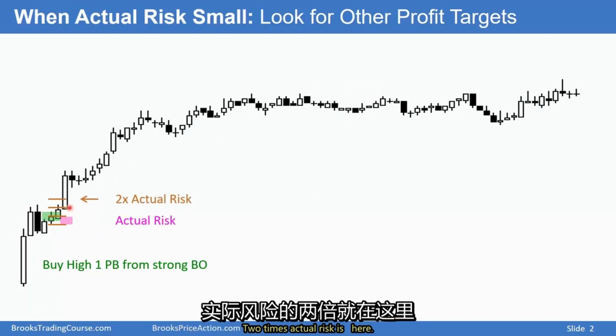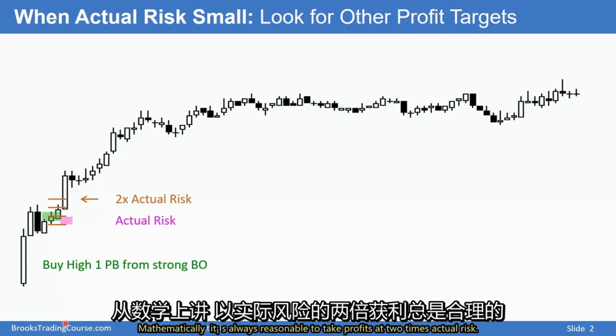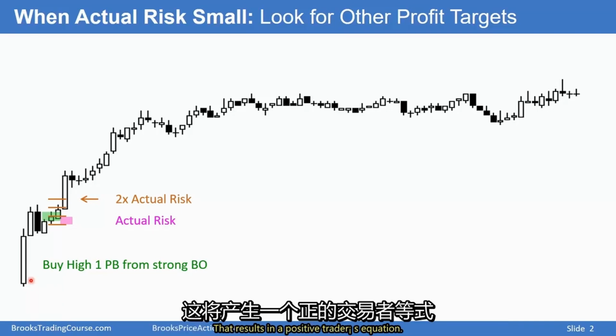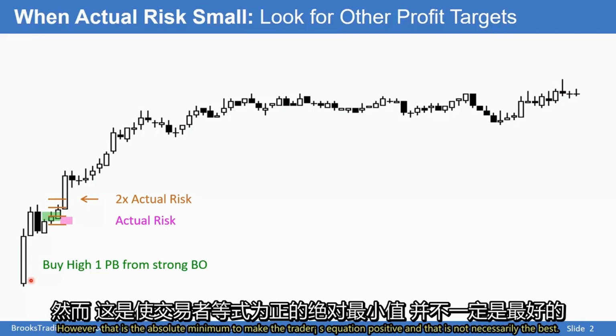2 times actual risk is right here. Mathematically, it's always reasonable to take profits at 2 times actual risk. That results in a positive trader's equation. However, that is the absolute minimum to make the trader's equation positive, and that is not necessarily the best.